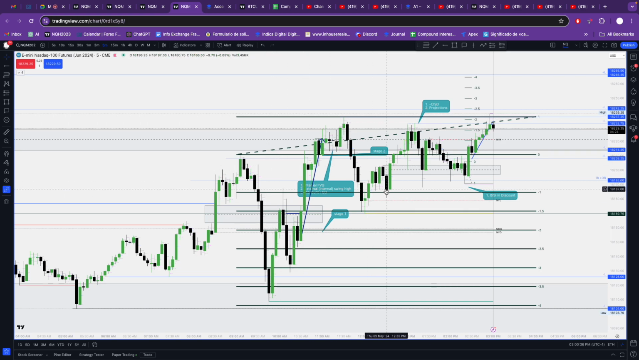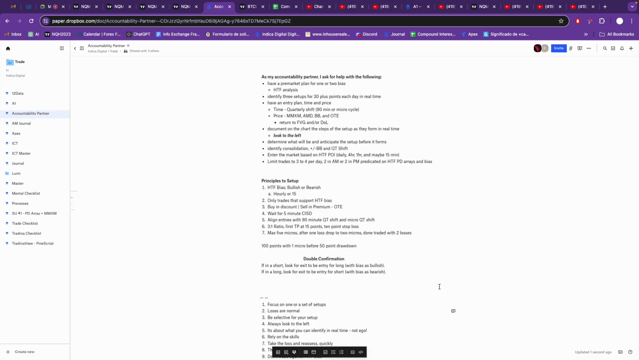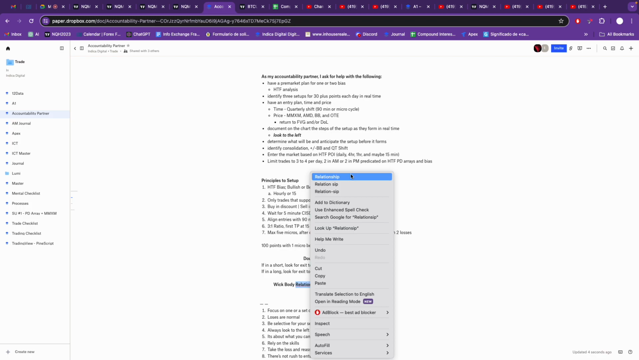So I don't know what to call this wick body relationship. That's going to be my thesis. I have a theory on this. I've been working on it for a while now. Yeah, I'll show you.